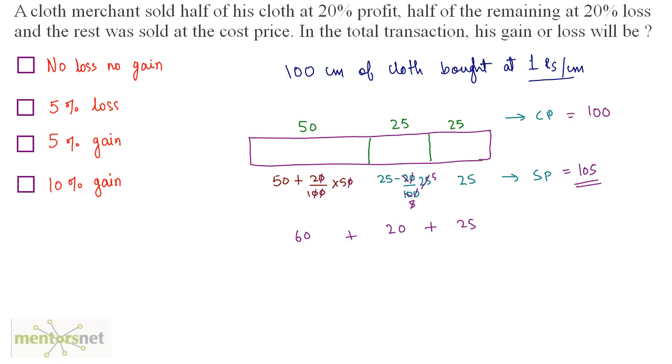So if you still don't understand, we can calculate the profit percent. Profit percent is equal to profit upon cost price, where profit is selling price minus cost price. 105 minus 100, which is 5, upon 100 times 100. So this is a 5% increase. So this is a 5% gain. Option C is the correct answer.